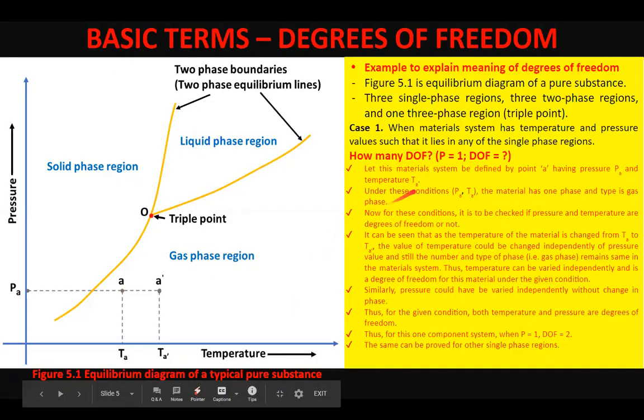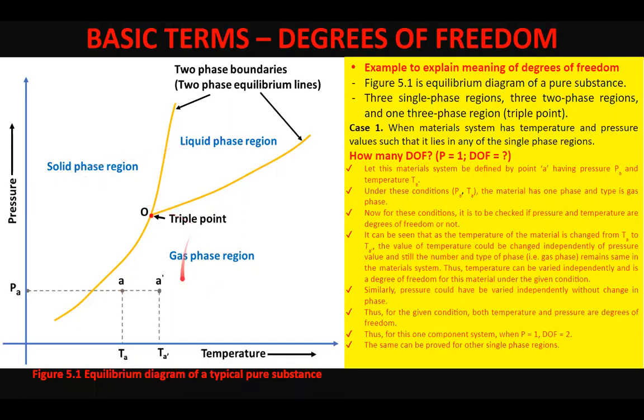So we are talking about case one, when the system is present in any of these single phase regions, here or here or here. So for this illustration, I have considered that the single phase region in which the material system is present is the gas phase region. Now students, you have to see that if you disturb the value of temperature from this existing value, it is at TA. See, you can increase the value to TA dash.